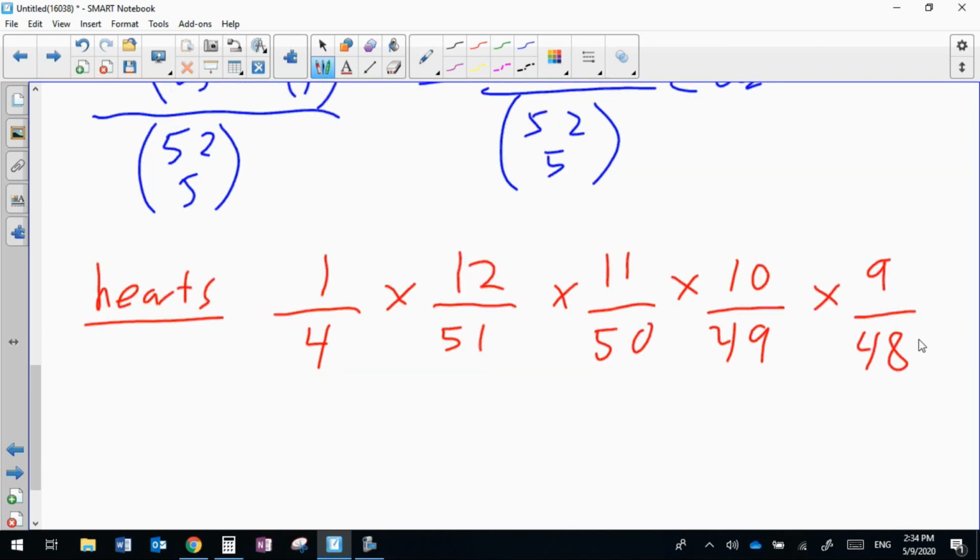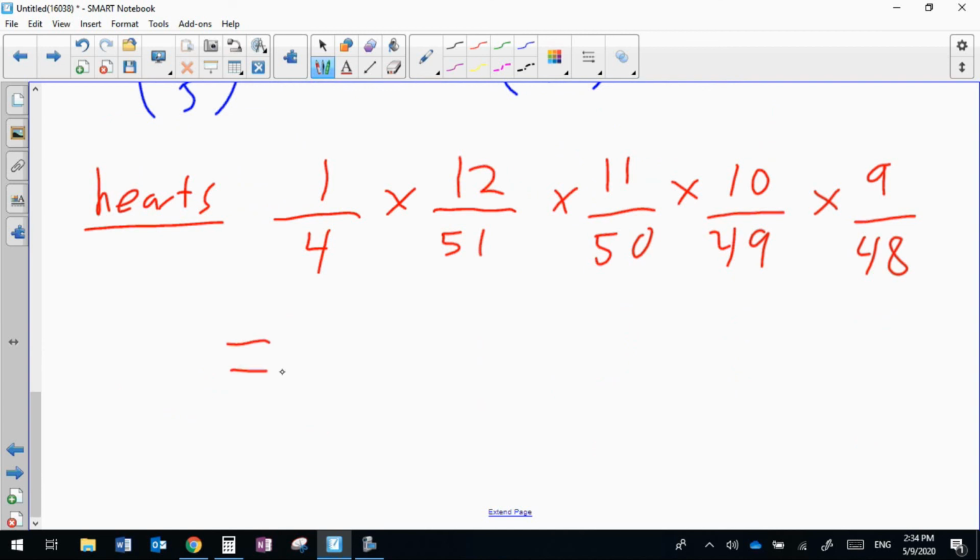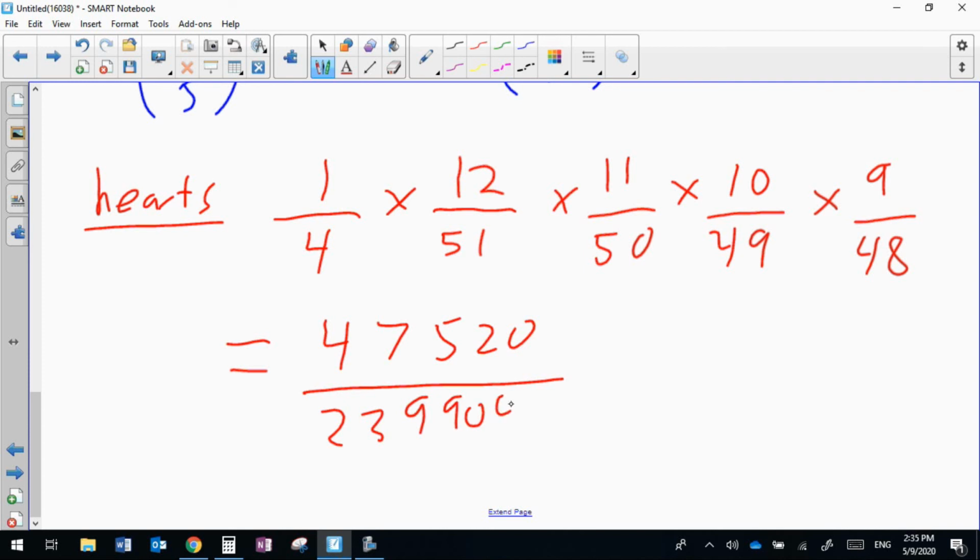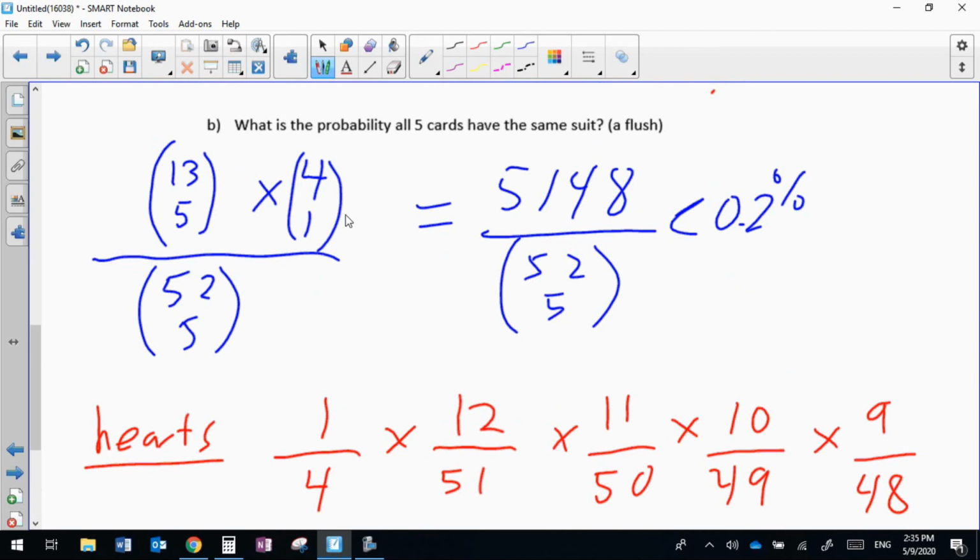If you multiply all of that together, you end up getting 47,520 divided by that right there, which is exactly the same as our answer before, also a little less than 0.2%. So both methods work here. In one method, I'm using combinations. In this method in blue, it's almost like I'm thinking about all the ways I could write down possible 5-card hands, 52 choose 5. And then I'm saying, what are all the possible ways I could write down 5-card hands where all the suits are the same?